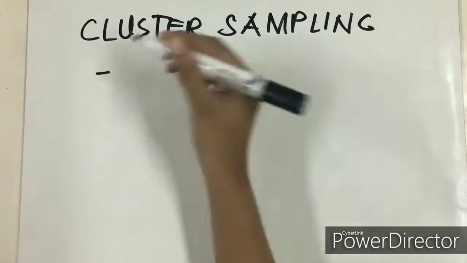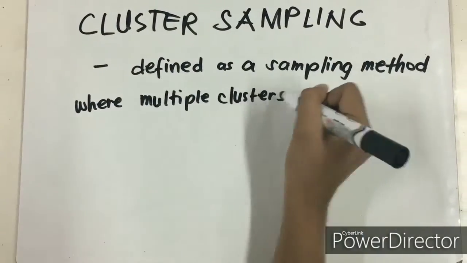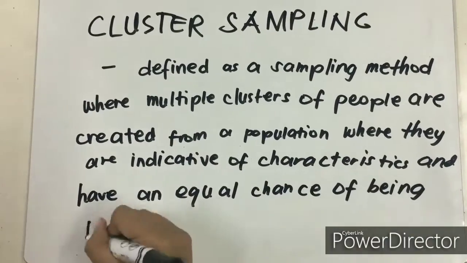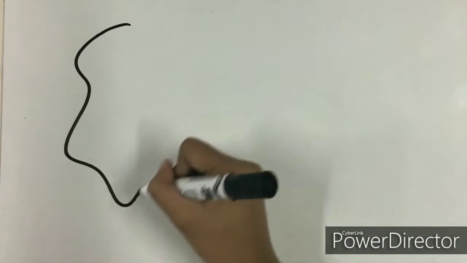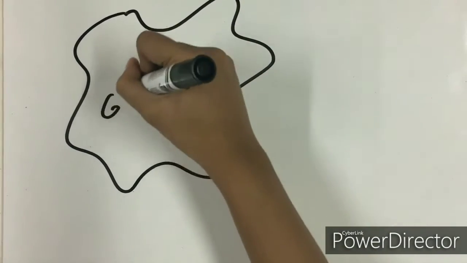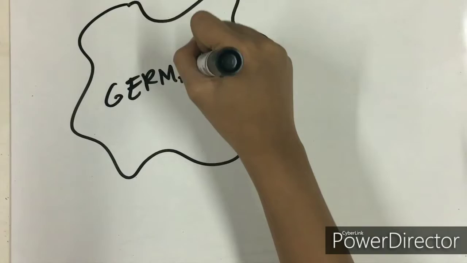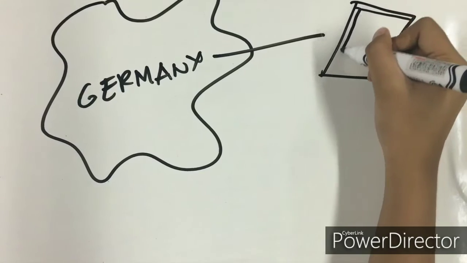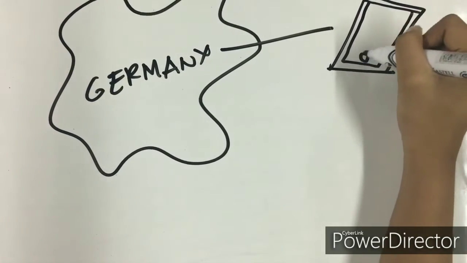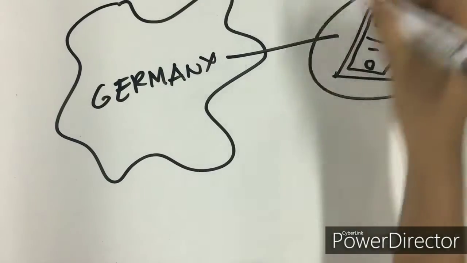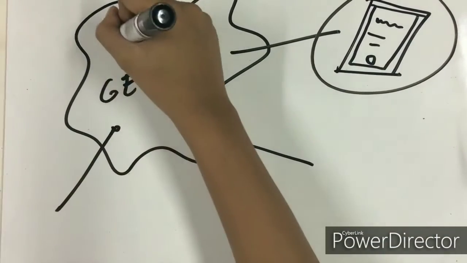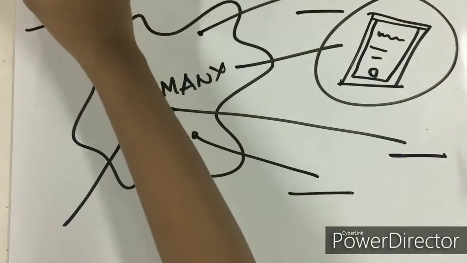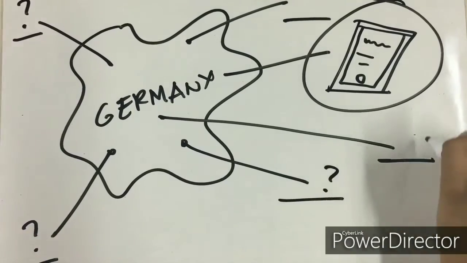Cluster sampling is defined as a sampling method where multiple clusters of people are created from a population, where they are indicative of homogeneous characteristics and have an equal chance of being part of the sample. In this sampling method, a simple random sample is created from the different clusters in the population. Example A. Let's consider a scenario where an organization is looking to survey the performance of smartphones across Germany. They can divide the entire country's population into cities and further select cities with the highest population and also filter those using mobile devices. This multiple stage sampling is known as cluster sampling.